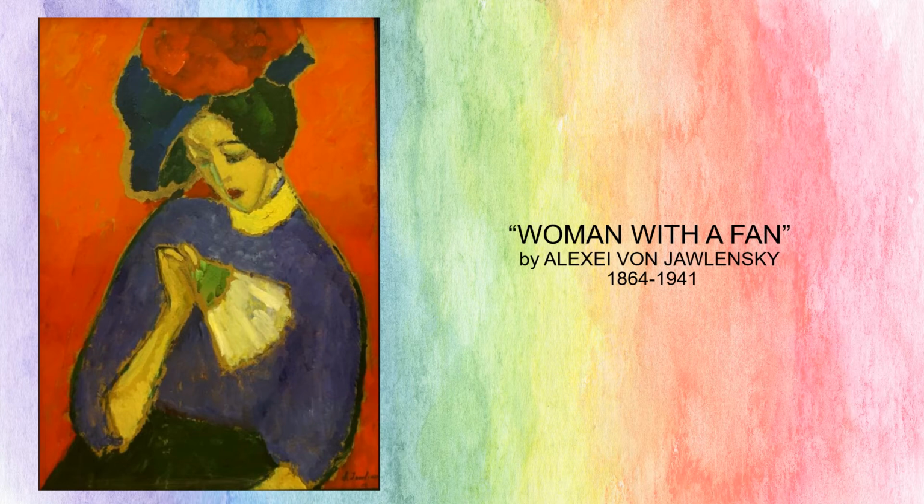Woman with a Fan by Alexi Von Jalenski, 1864 to 1941. What colors can you see in this painting? These are primary colors from the color wheel. Do you see any details like fingernails, jewelry, or rings? Do you think this woman is sad or happy? Alexi was born in Russia and was in the military to start. He first was interested in art after seeing some paintings at an exhibit. Later, he moved to different parts of Russia and was able to concentrate on his paintings. As he continued to paint, his style became more abstract and still bright colors.